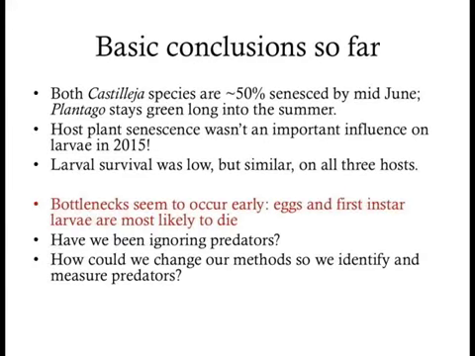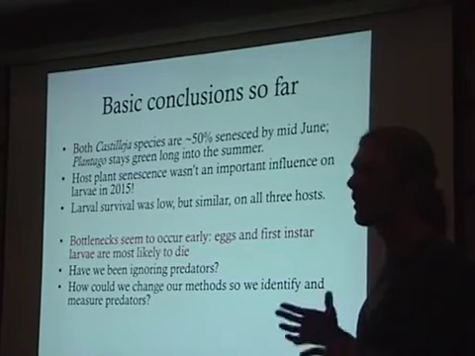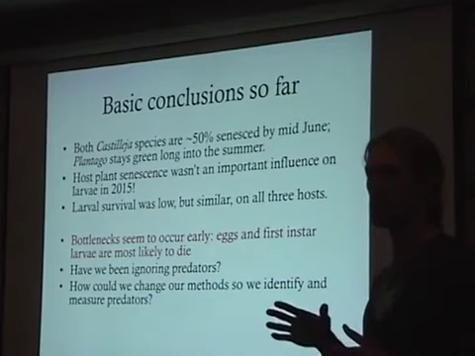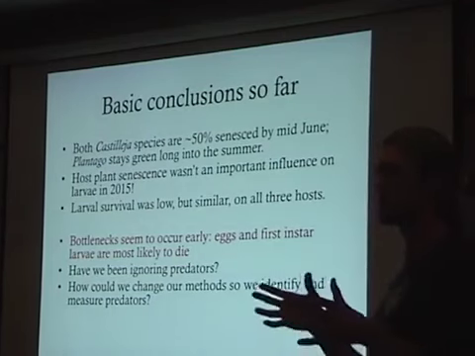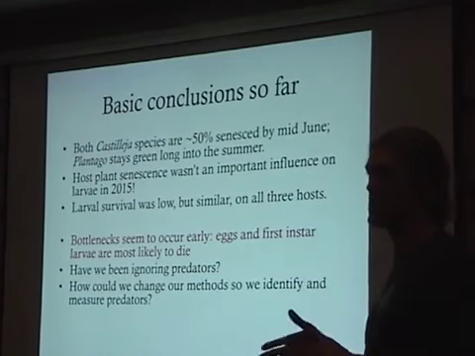What we've concluded so far is the bottleneck in survival happens a lot earlier than we thought maybe it did. And we think it has to do way more with predators than with the quality of the plants that they're eating. So we're trying to figure out how to redo this experiment next year and be really careful about doing predator exclosures and sampling the predator community and trying to catch them in the act.